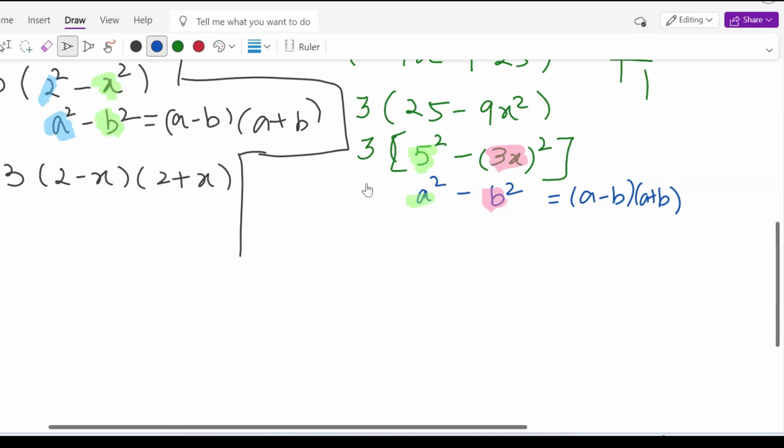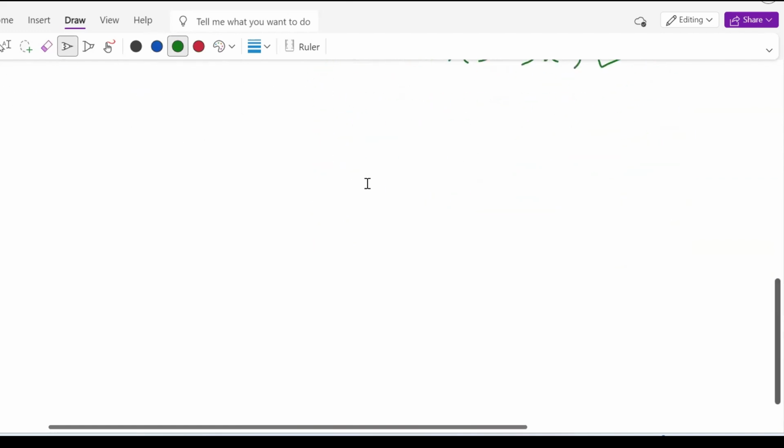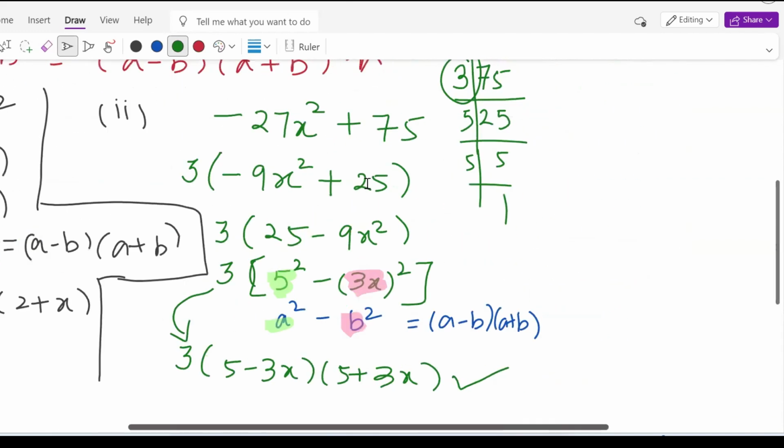And I'll get 3 times 5 minus 3x and 5 plus 3x from here. For this particular thing, I applied a minus b, a plus b. Our a is 5 and our b is 3x. And we have factorized this by using difference between two squares. Let's have a look at one more example.